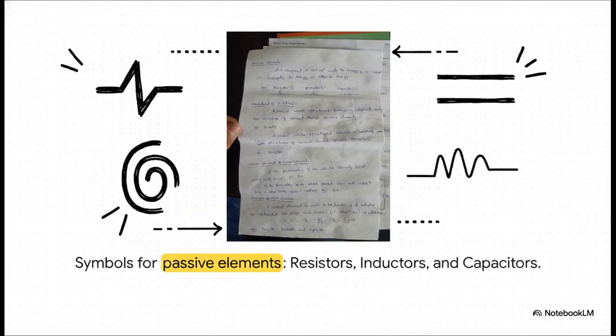Engineers all across the globe use a universal shorthand, this really quiet, universally understood visual language, to sketch out these ideas. The jagged line represents the resistor, which is the component that dissipates energy. The coiled loop is the inductor, and the 2 parallel lines signify the capacitor, both of which actually store energy.